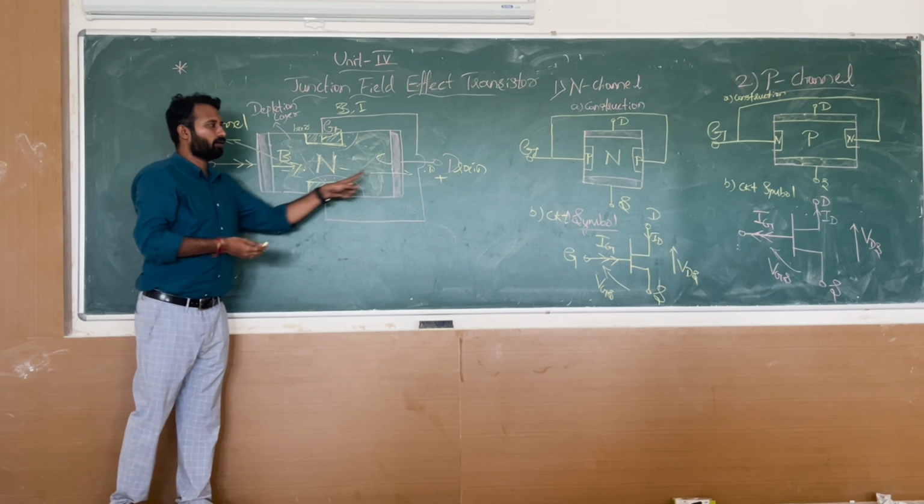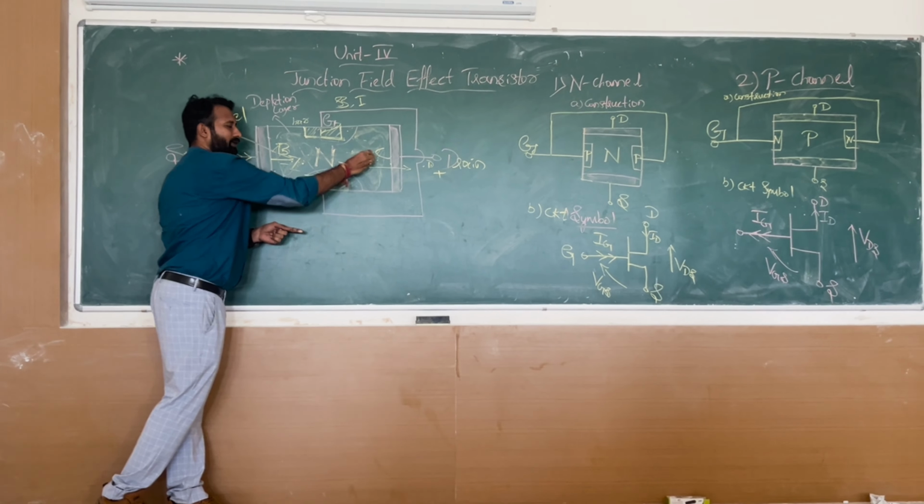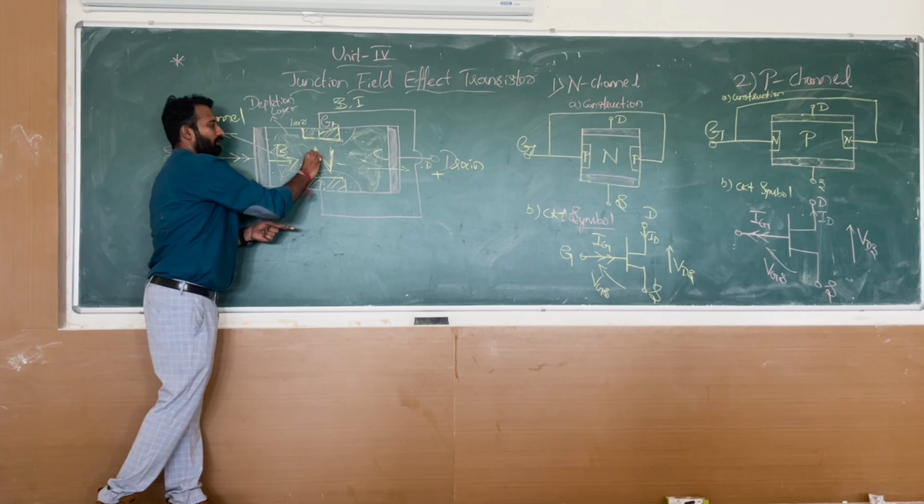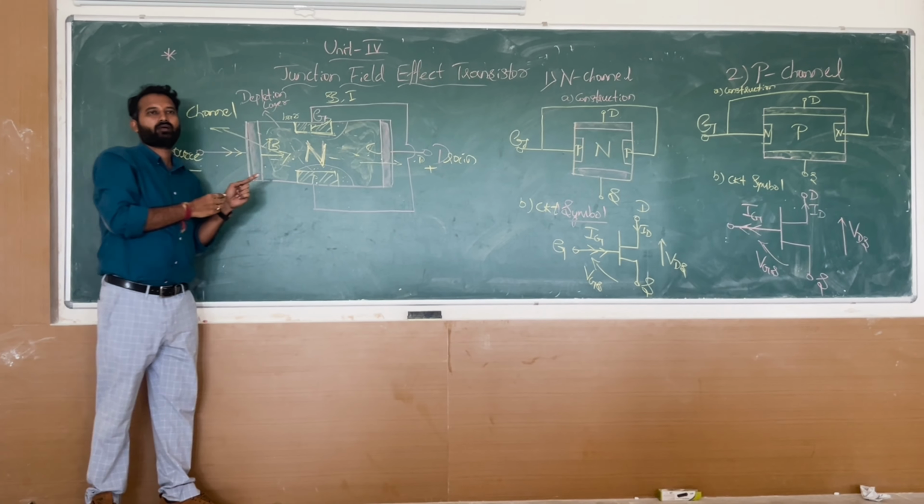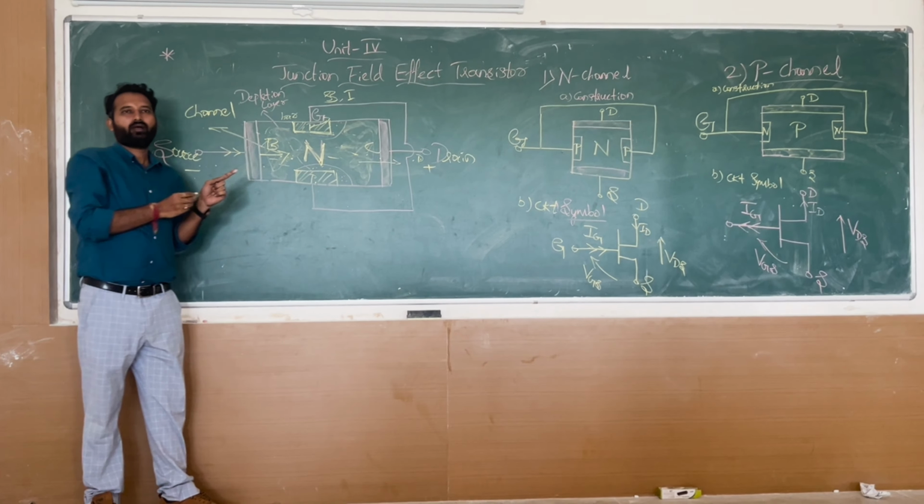What is this area? What is that? Channel. Where your majority carriers will move, they will flow. Here they will move. This is nothing but the channel. From B to C it is a channel. Which channel? N channel. Understood? Got the point?